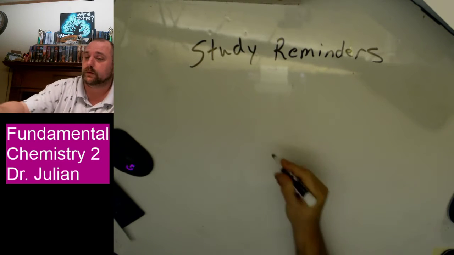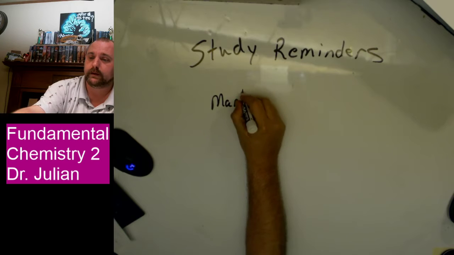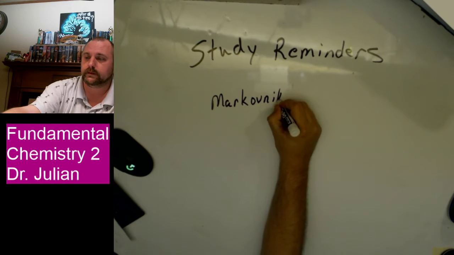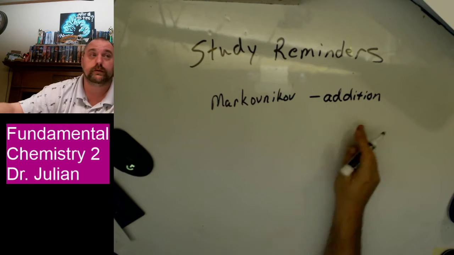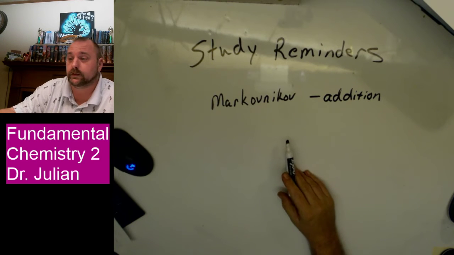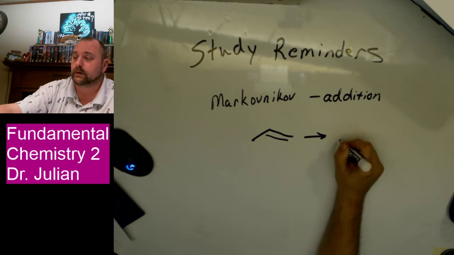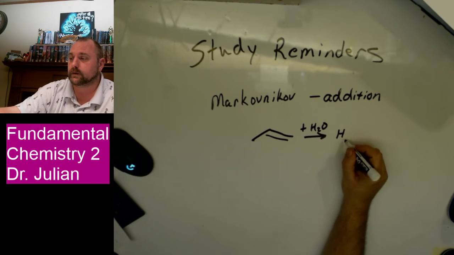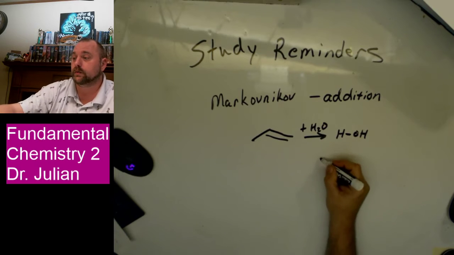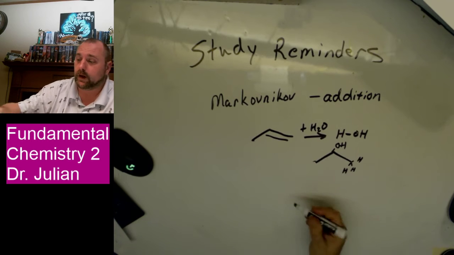Make sure you remember how to do Markovnikov. His rule is for addition. Specifically, we're applying the H goes to the carbon that has more H's. If we're doing, for instance, something like this, and we're adding water, the H in our water will go to the carbon that has more H's. So we end up with a CH3 here and an OH there. Easy enough.